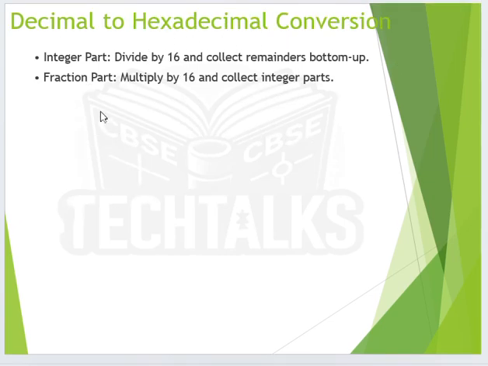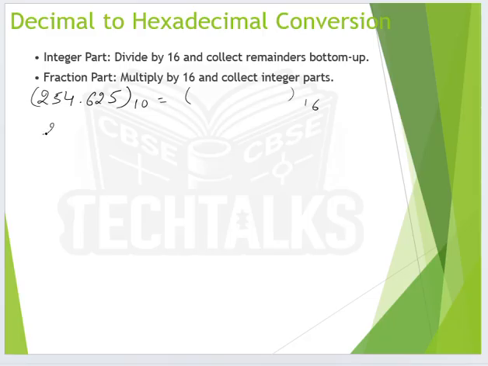Decimal to hexadecimal conversion. As the name indicates, we are going to divide by 16. So the integer part needs to be divided by 16 and collect remainders top up, and the fractional part needs to be multiplied by 16 and collect integer parts. Let's take an example. Here we will be taking the example as 254.625. You may take any. I am taking this example. You can try a few more, and we have to convert into base 16.